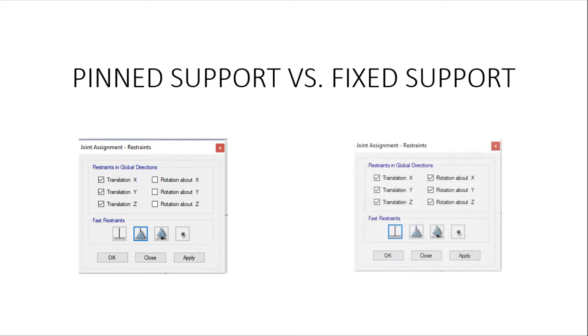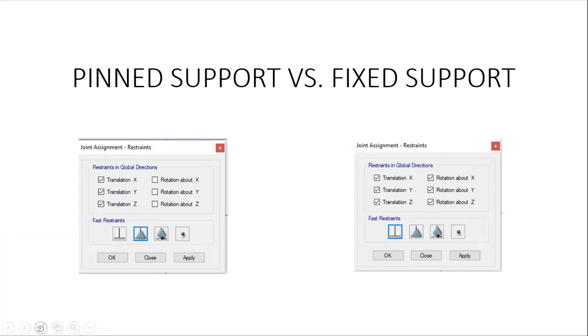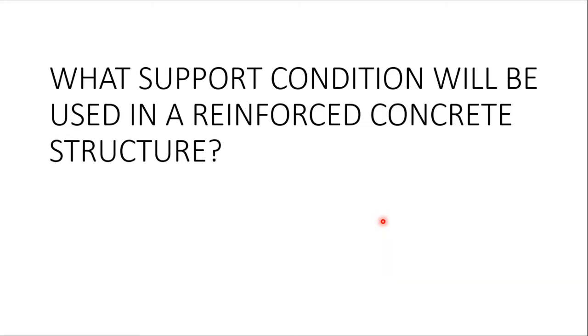However, in a fixed support naman, we are not allowing all the 6 degrees of freedom to rotate or to displace. So, restrained siya sa X, Y, and Z direction, and also sa rotation in the X, Y, and Z direction. So, yun ang pagkakaiba ng pin support and a fixed support. Okay? So, balik tayo sa question, what support conditions will be used in a reinforced concrete structure?